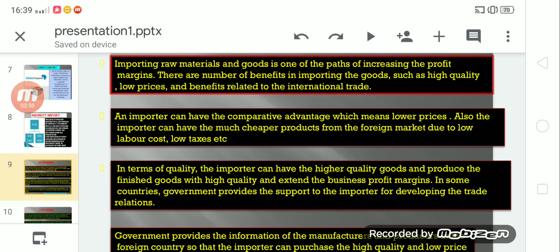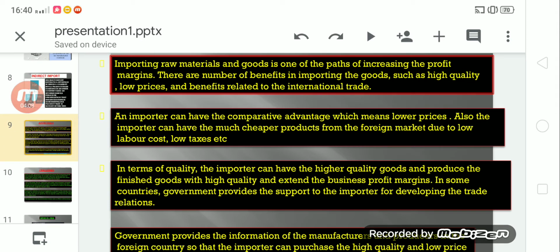In some countries, government provides support to the importer for developing the trade relation. Government provides the information of the manufacturers and producers in the foreign country so that the importer can purchase high quality and low price goods.